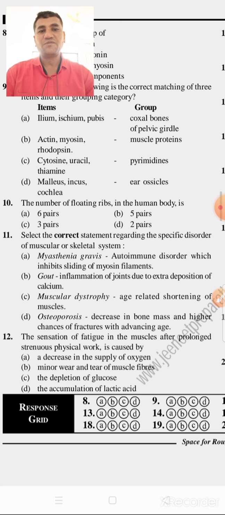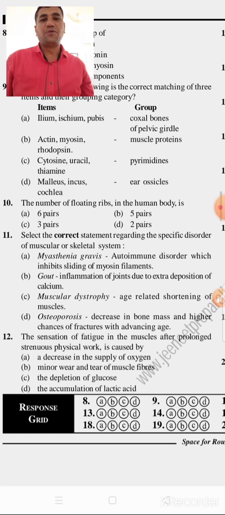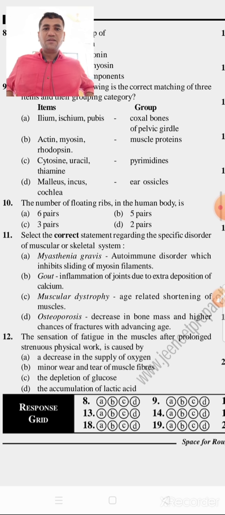Gout, inflammation of joints due to extra deposition of calcium. Gout is because of inflammation only, but that is not because of calcium. And muscular dystrophy, age related shortening of muscles. The age related shortening of muscles is a general factor and it is not muscular dystrophy.